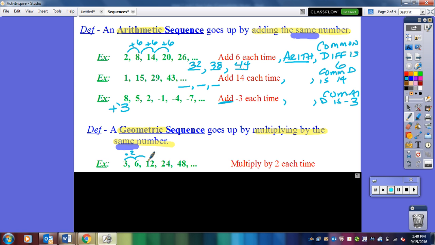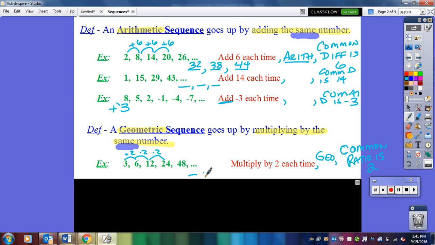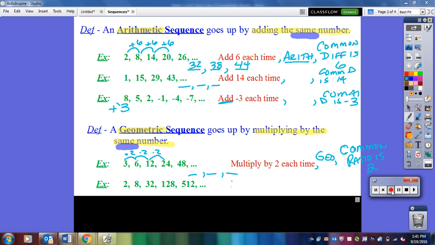So from 3 to 6 is also times 2. That's times 2. 12 times 2 is 24. So it's multiplied by 2 each time. We say multiply by 2 each time. We'd say that's geometric. And this time, we would say not the common difference, we'd say the common ratio is 2. We would still find the next three numbers in the sequence by multiplying by 2, but that would be the expectation. The common ratio for geometric is 2.